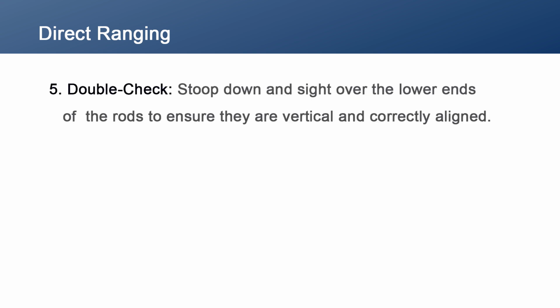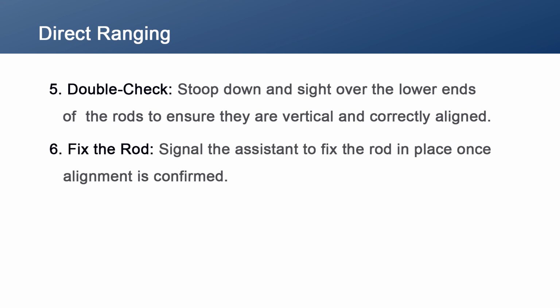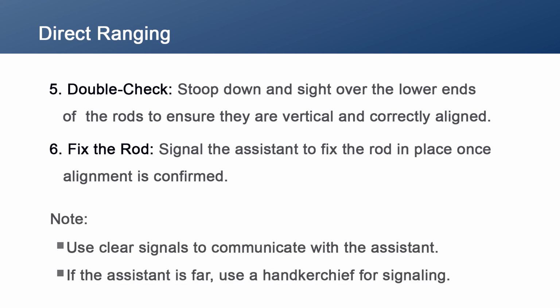Stoop down and sight over the lower ends of the rods to avoid errors due to non-vertical rods. Next, fix the rods. Once aligned, signal your assistant to fix the ranging rod in place. Use clear signals to direct the assistant, and if they are so far away, use a handkerchief for signaling.